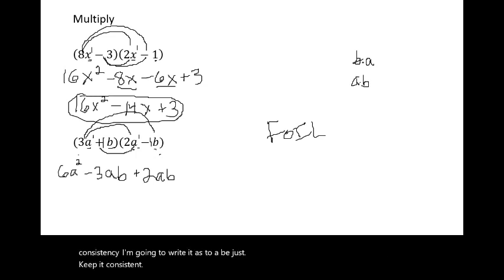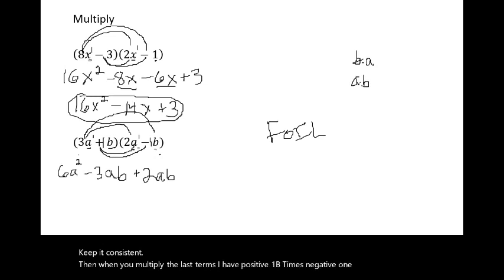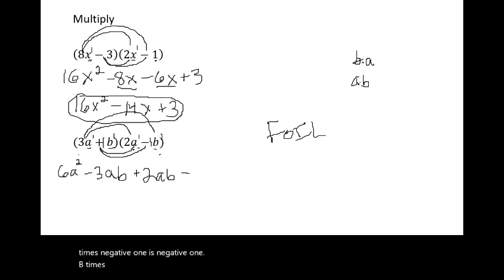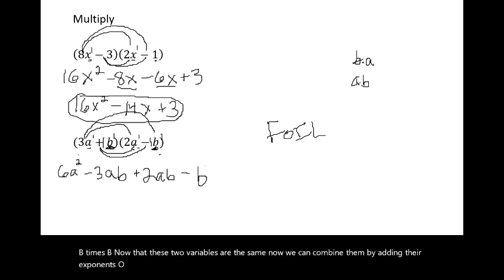Then when you multiply the last terms, I have positive 1b times negative 1b. So positive 1 times negative 1 is negative 1. b times b. Now that these two variables are the same, now we can combine them by adding their exponents. So b times b will give us b squared.